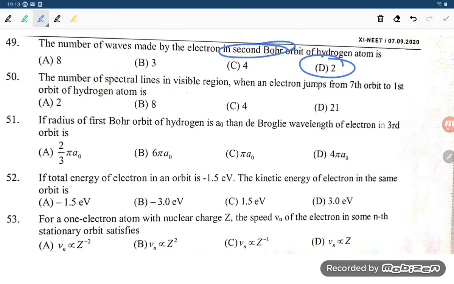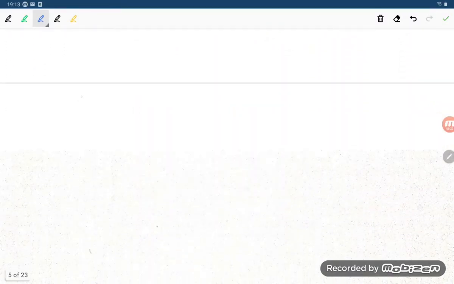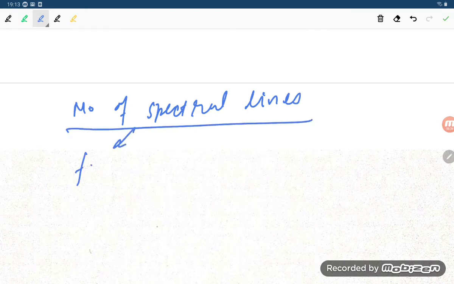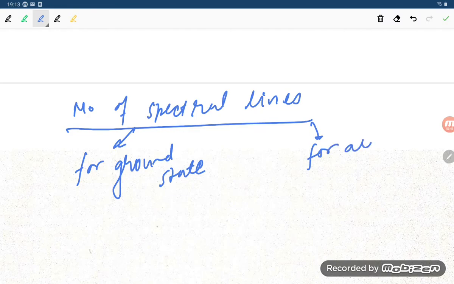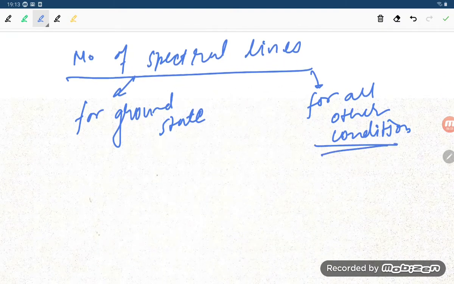The number of spectral lines in the visible region when an electron jumps from the 7th orbit to the first orbit. So student, for the number of spectral lines, there are two formulas: one for the ground state, and another for all other states. This one is applied for everyone, student.